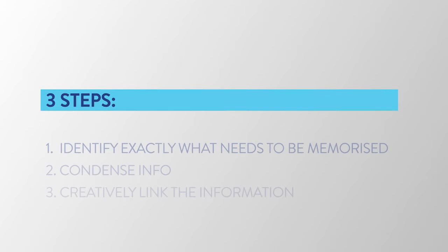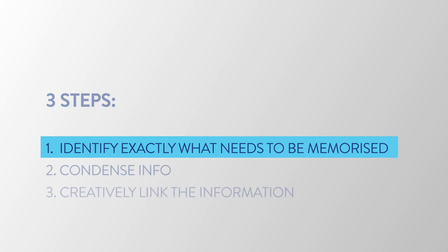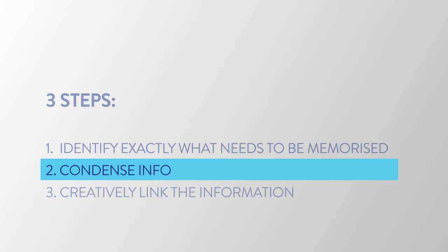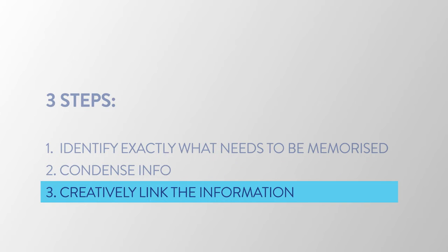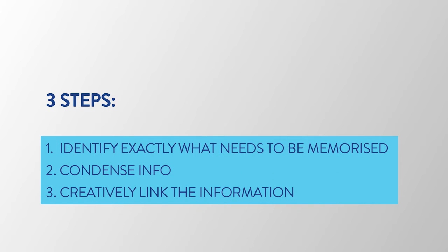For the remainder of this episode, I'm going to show you in real time how to actually make a mnemonic. You can then apply this process to absolutely anything. There's 3 steps to making a mnemonic. First, you need to identify exactly what needs to be memorised. Secondly, you need to condense that information to make it smaller. And finally, you need to creatively link that information to other info. Let me show you how it works.